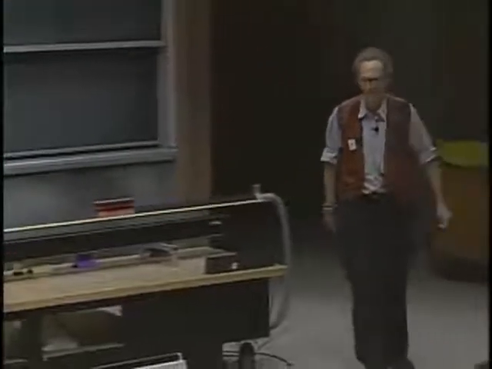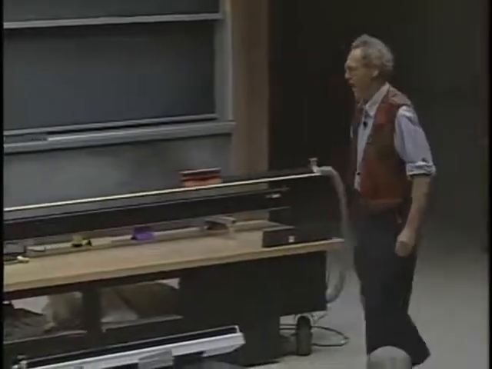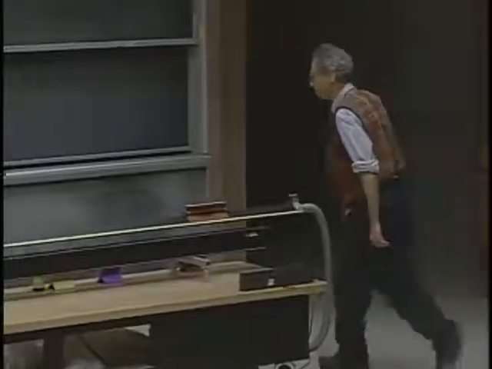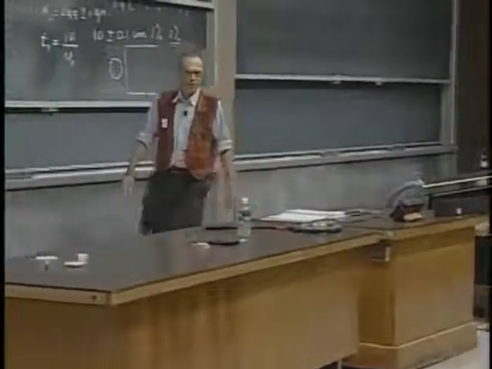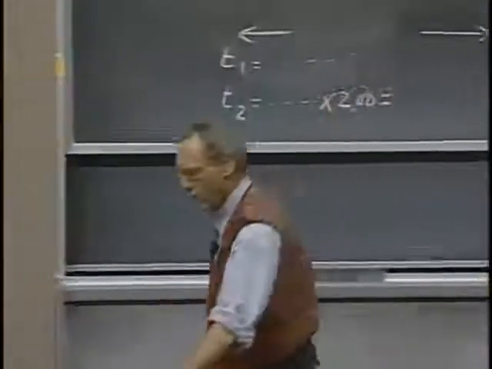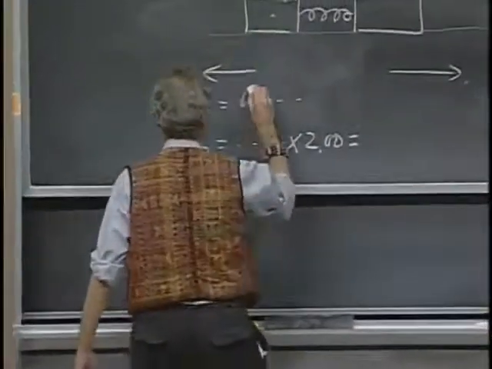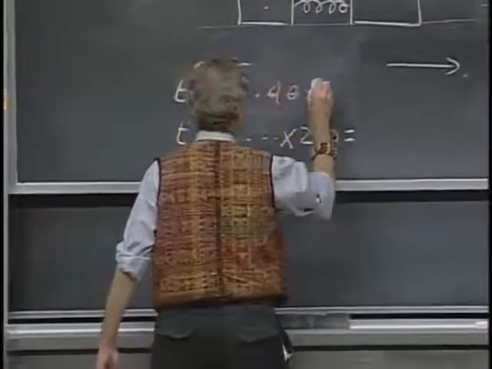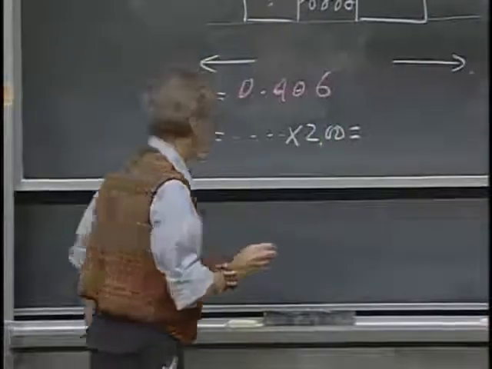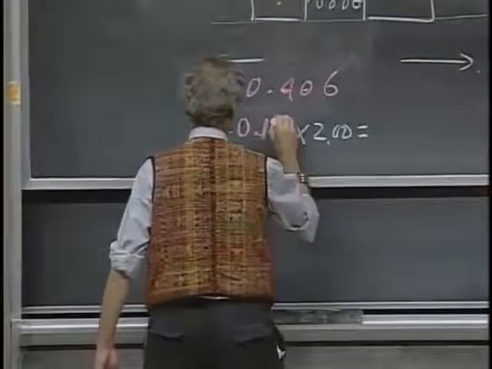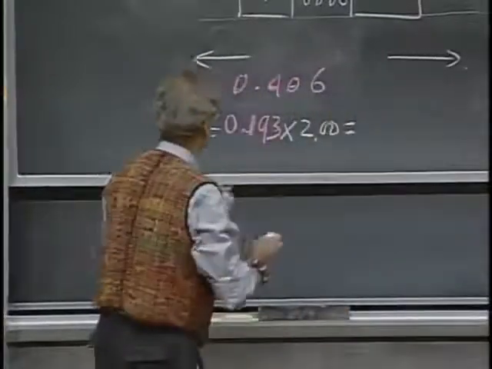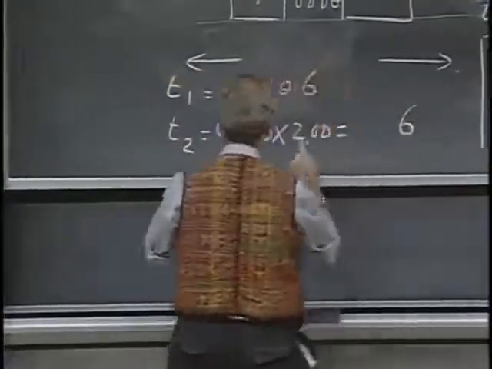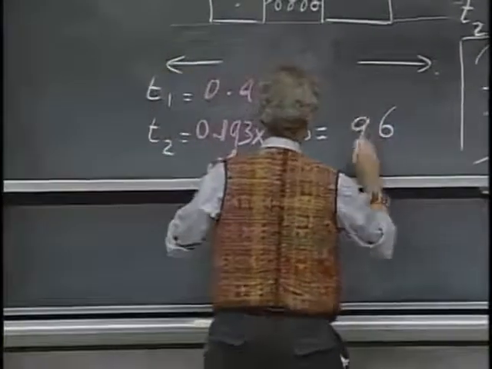What do you see? Ah, 406, 193. Whew! On the button! 406 and 193. 0.406, is that what you see? Yeah? And 0.193. Now I don't even need my calculator to multiply this by 2. I can even do that by heart. 9, 3.